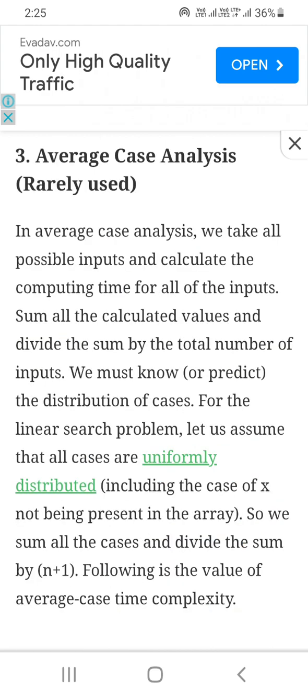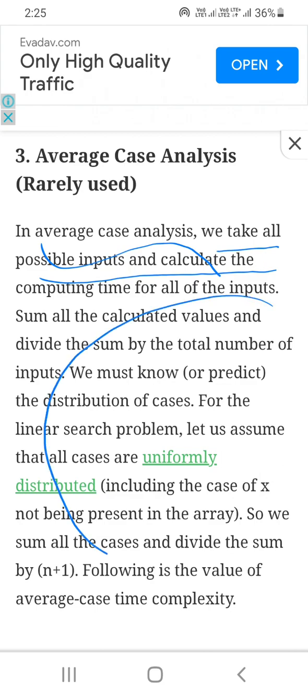Average case analysis: in the average case analysis, we take all possible inputs and calculate the computing time for all of them. We sum the calculated values and divide by the total number of inputs, which must be known as predicted cases. It is denoted by theta, so it's like that.